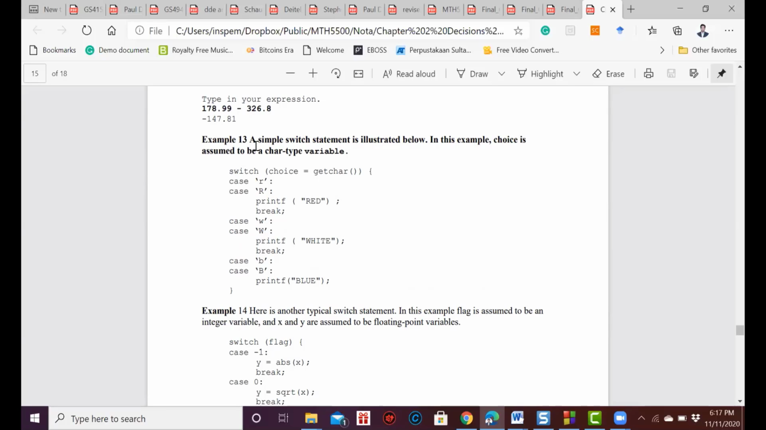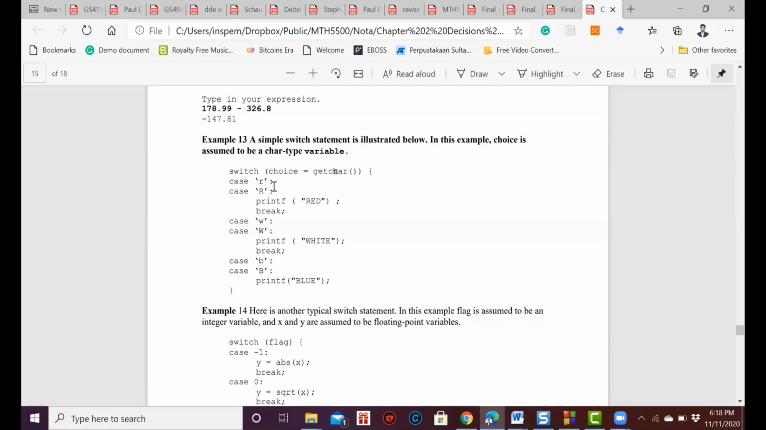Next example: a simple switch statement as stated below. In this example, choice is assumed to be a character type variable. Now look here, the difference is this one is another pattern of expression. Before, we just put the variable. Here we put getchar, which gets a single character from the input. This is special: choice equals the character obtained.